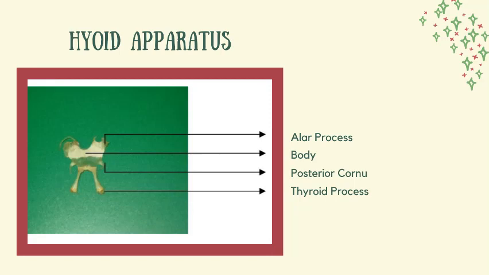The body of the hyoid apparatus comprises hyaline cartilage in two pairs of processes. The posterior cornu is a pair of pointed, horn-like cartilages shorter than the anterior cornu. Lastly is the thyroid process, which is medial to the posterior cornu.